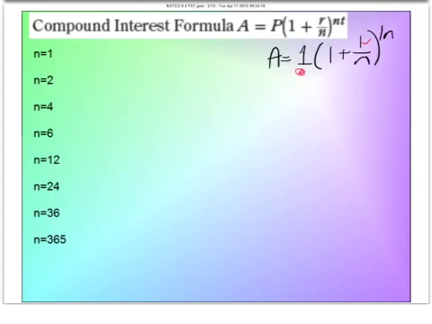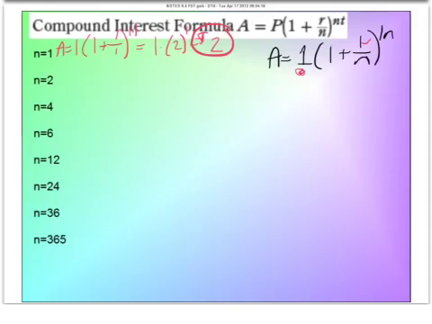And if we do it once a year, what we would do is just say A is going to be equal to 1 times 1 plus 1 over 1, 1 times 1. What you're going to get looks like this: 1 times 2 to the first power. The answer is $2. So you put $1 in, you get 100% interest back, so they completely double it, so you're going to have $2.